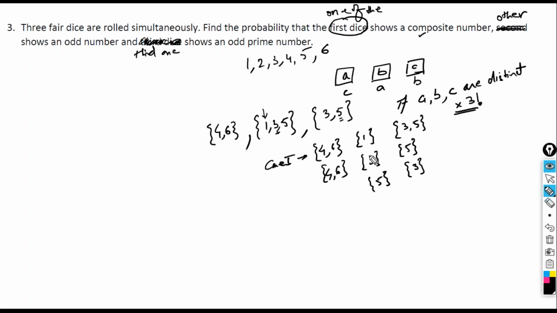Is this part clear to each and every student? Now tell me, is there any other possibility when the numbers on all the three dice are going to be distinct?